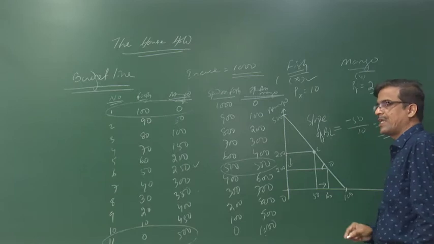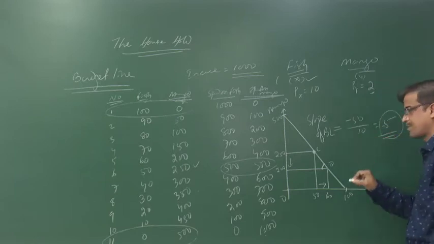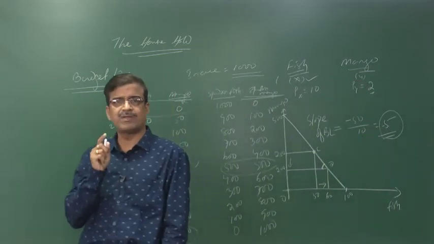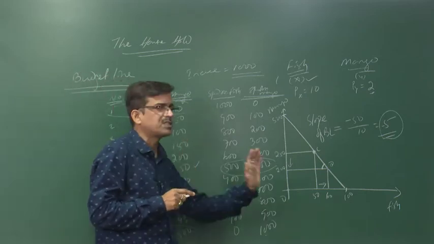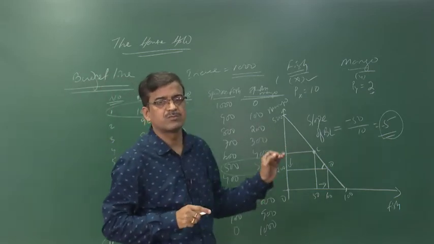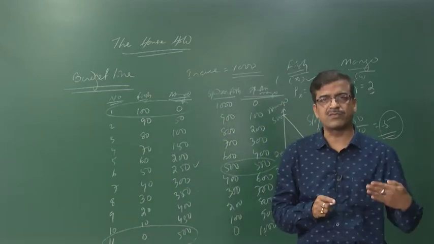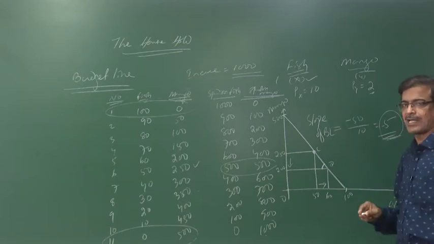Slope of the budget line or the price line, how much do we find? It is minus 5. That means he is going to sacrifice 5 units of mango if he tries to purchase 1 extra unit of fish. So that is to be treated as the slope of the price line.